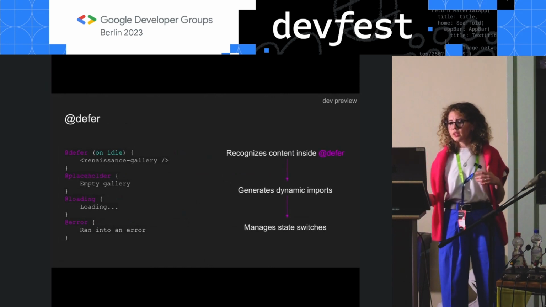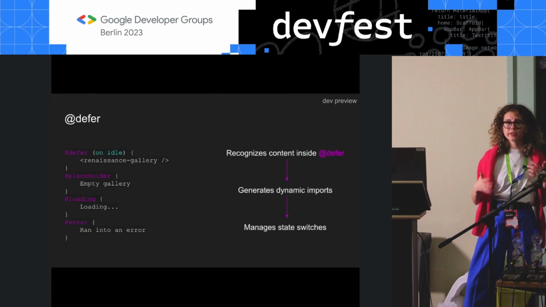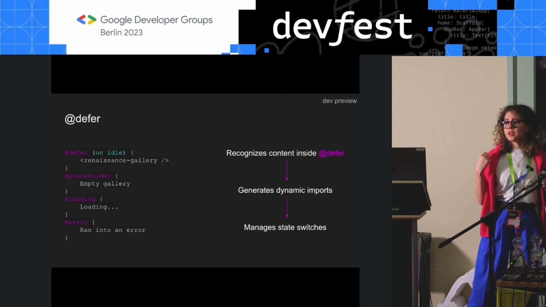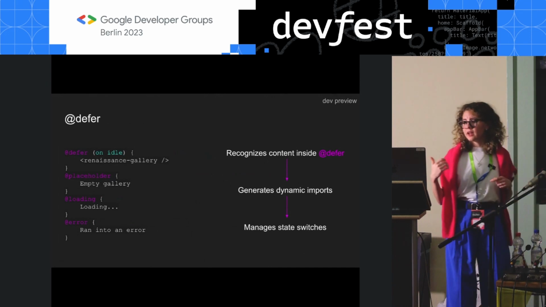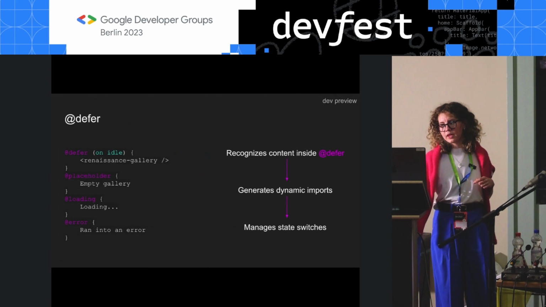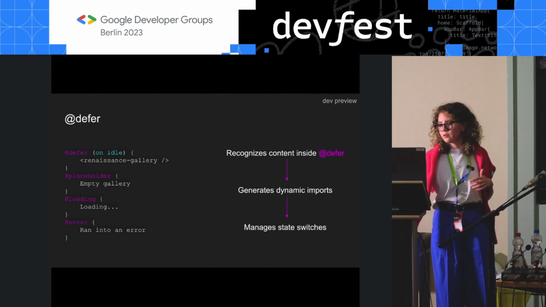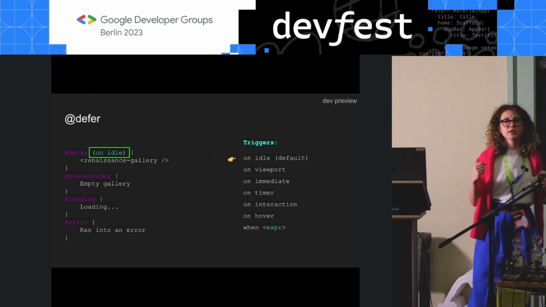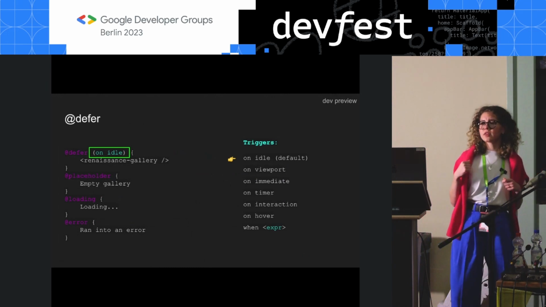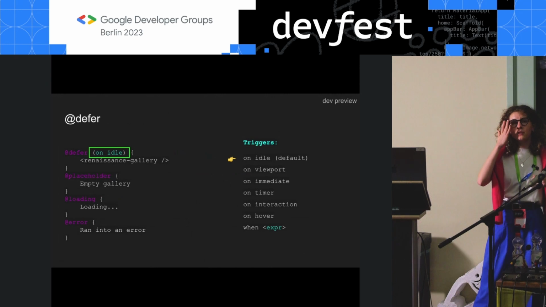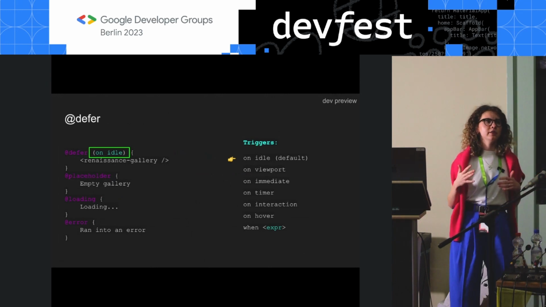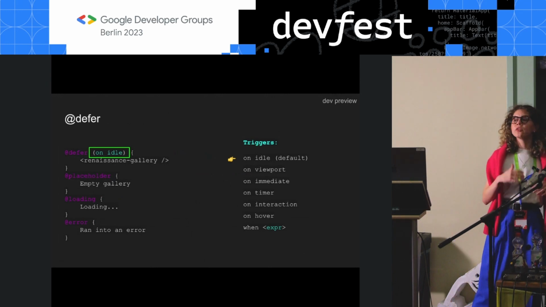Well, in a nutshell, Angular app recognizes content inside of your defer block. It generates dynamic imports, and it manages state switches. Let's see what kind of triggers we can use to leverage the power of these deferred views. There are several triggers, first of them being onIdle, which is a default trigger, and it works whenever your browser enters the idle state and is done doing all the heavy lifting.